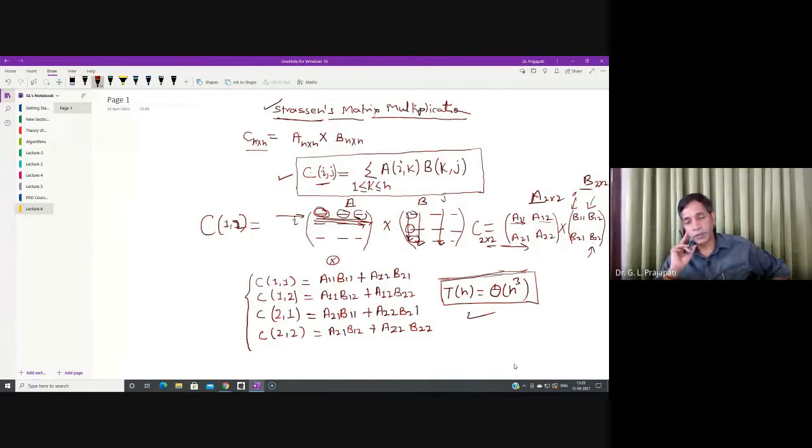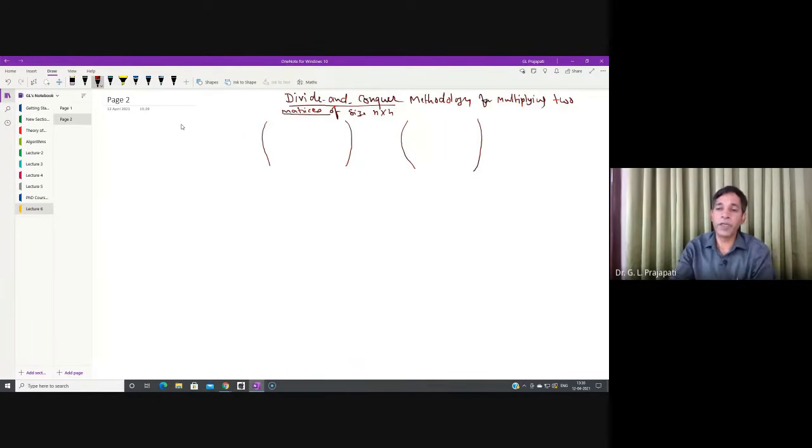Now what we need to see is whether the divide and conquer technique also works for matrix multiplication, as we have seen divide and conquer works in the sorting methods. So we need to test it. How can you apply the divide and conquer technique to matrix multiplication? We have two matrices of size n by n, and we are going to test whether this technique can work for matrix multiplication or not.